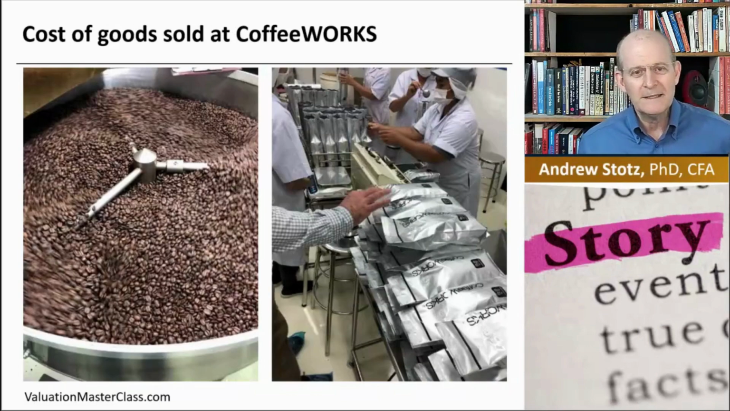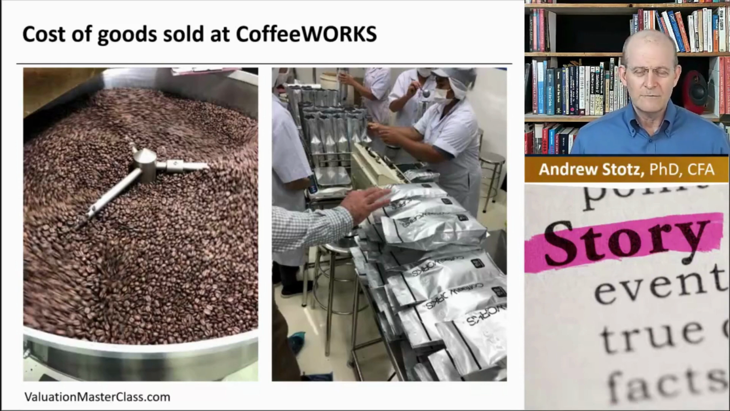And what's happening in that machine is that coffee beans, the raw coffee beans, are being roasted, and what we can see is that they are a major cost of goods sold. They're put into the bags. A bag is a part of the cost of goods sold, but it's a small part compared to the coffee bean. All right, now to continue on with the story of Coffee Works.